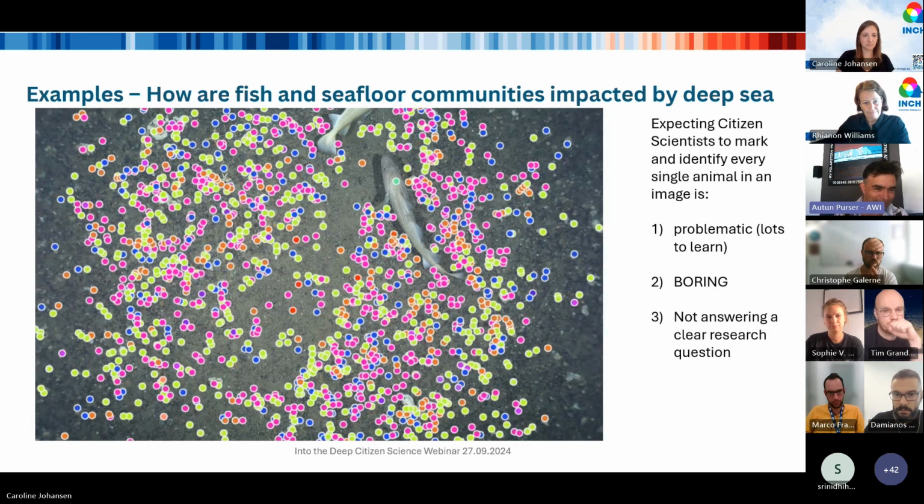This is how an expert sees one of those slides, like Tim. So they've gone through and labeled every animal on there. And that's a huge amount of work for a dedicated student whose PhD relies on them doing it. So it's not something for a citizen to do. It's problematic to learn all those animals. To be honest, it's really boring to do this labeling, and it's not answering a clear bit of research.